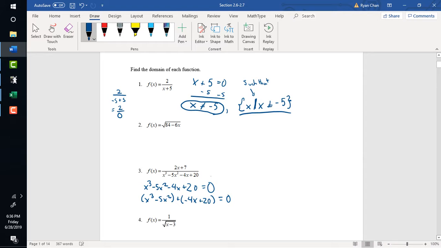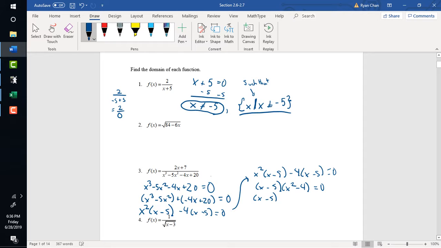I have 4 terms, so I can do something called grouping. I split them up into separate groups. I'm going to factor x squared out of the first group, leaving x minus 5, and factor negative 4 out of the second group, leaving x minus 5. Let me rewrite this out right here. I can factor out an x minus 5. And then x squared minus 4 is factorable into x plus 2 times x minus 2.